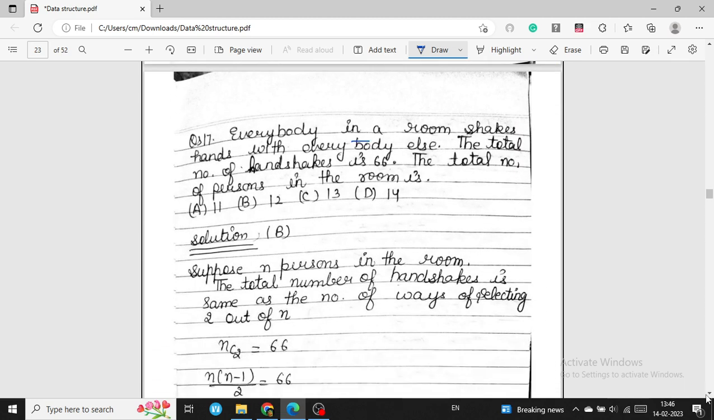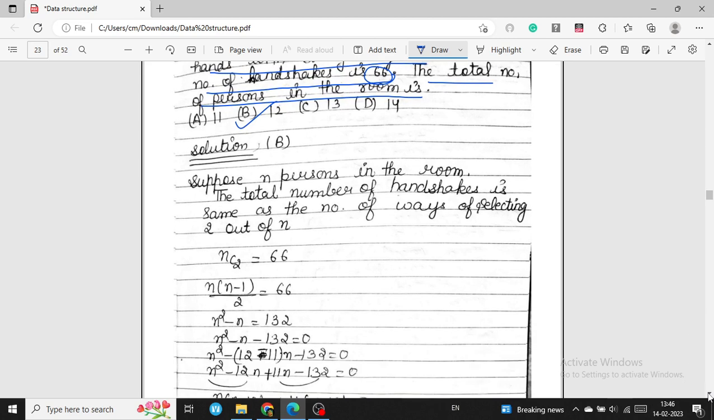Everybody in a room shakes hands with everybody else. The total number of handshakes is given as 66. The total number of persons in the room should be 12. How? For solving this, we will take a formula. Suppose there are n persons in the room. The total number of handshakes is the same as the number of ways of selecting 2 out of n.